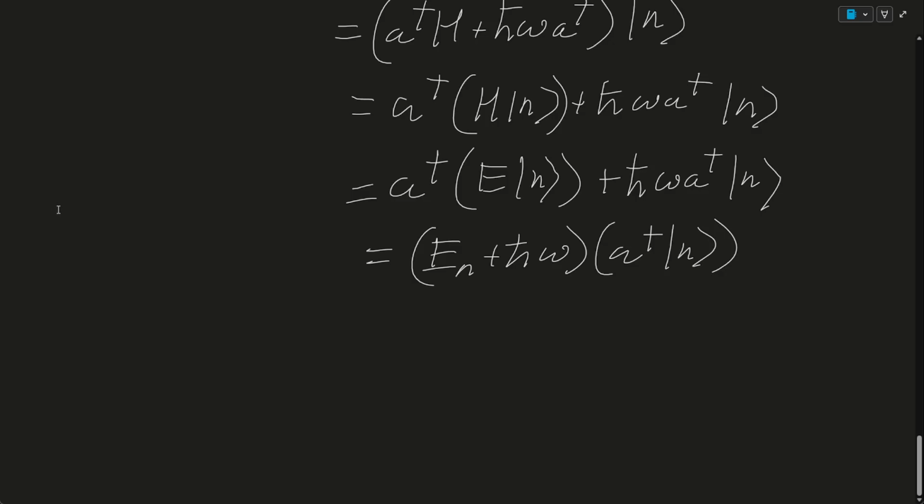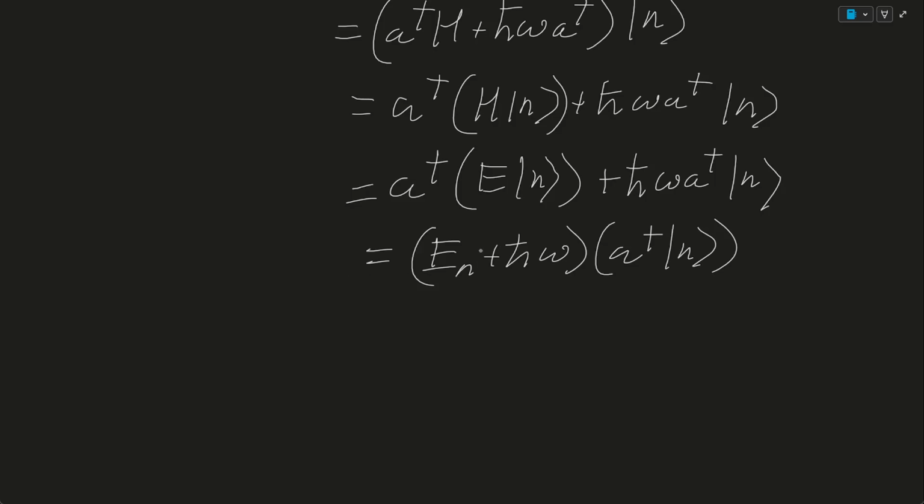This is kind of a profound result because we found that a dagger times our energy eigenstate n is also an eigenstate of our Hamiltonian. But whoa, it's been raised by exactly ħω. So what we find is that by multiplying by some factor of a dagger, we actually reach the next energy level exactly by this factor of ħω.